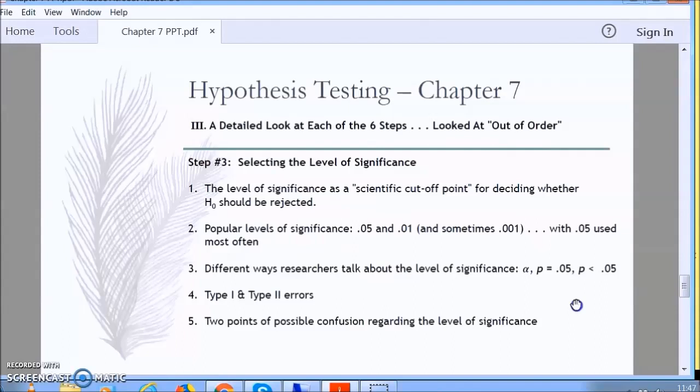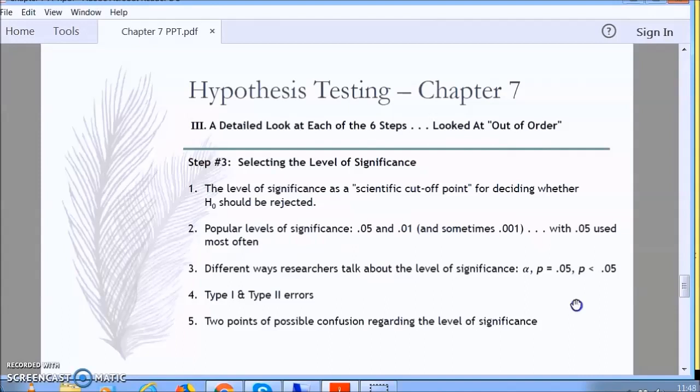If the alpha is set, that means the level of significance at 0.05, then there are 5 out of 100 chances that the null hypothesis is rejected if the null hypothesis is actually true. That is what the level of significance is saying: 5 out of 100 chances the null hypothesis is rejected if the null hypothesis was to be true.